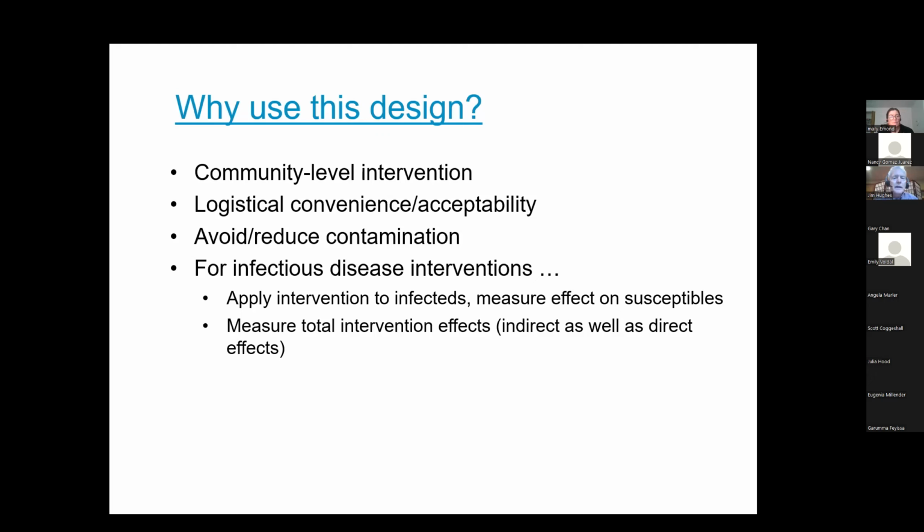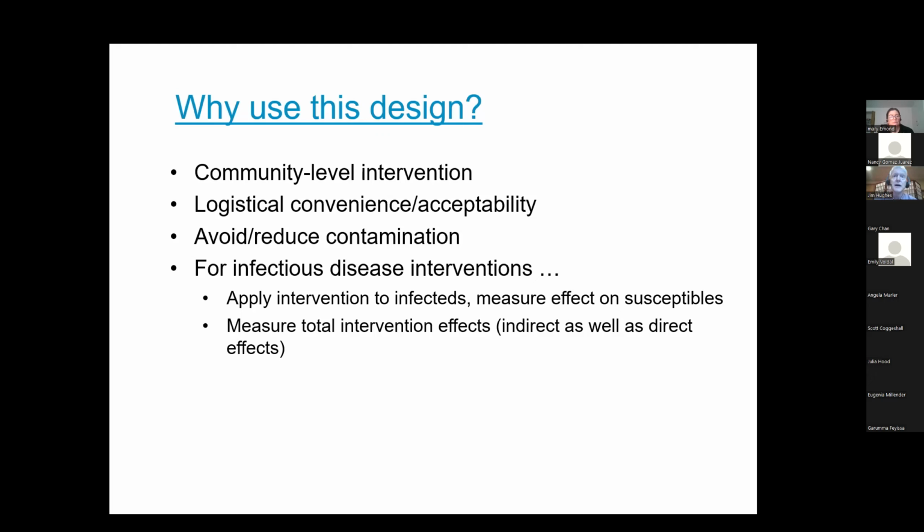There's a really interesting aspect to these cluster or community randomized trials when you're dealing with infectious disease interventions, because you can, in principle, sometimes, if it's appropriate, develop an intervention for infected people that is designed to reduce transmission to uninfected people. So in that case, you're applying the intervention to one group, infected people, but measuring the outcome on susceptible people.